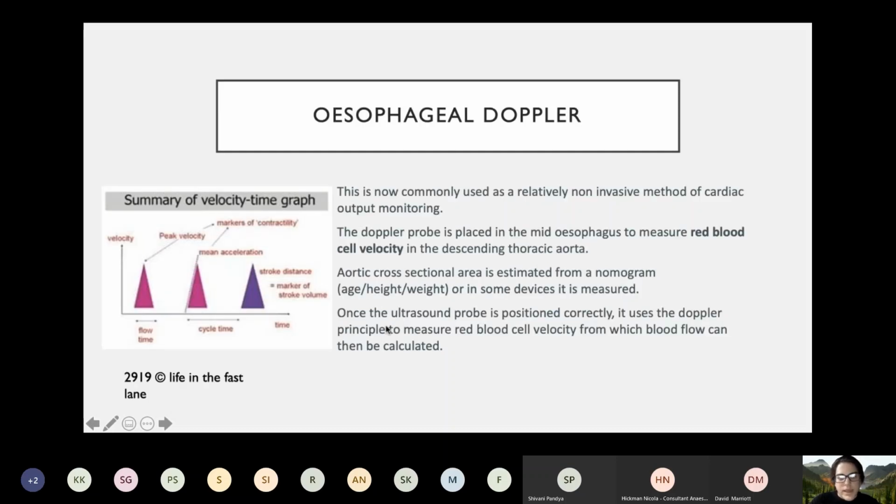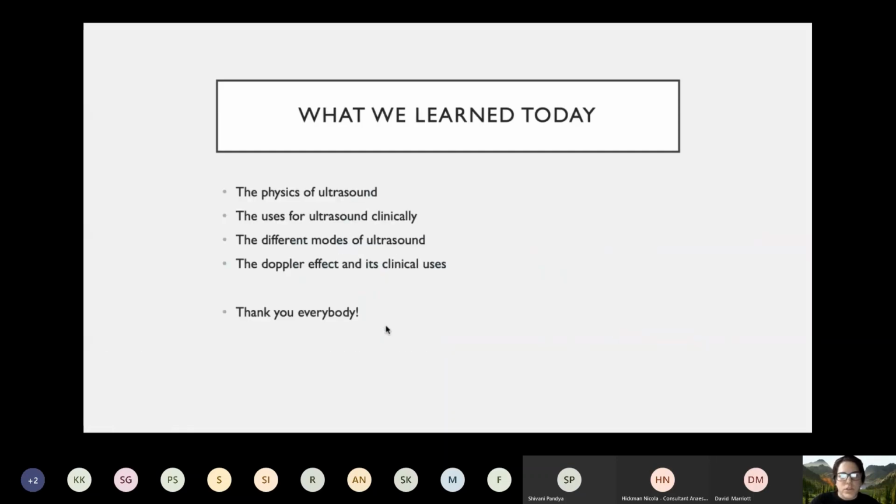Yeah. So we've talked about esophageal Doppler. So we've covered today the physics of ultrasound, uses for ultrasound, different modes, and the Doppler effect and its clinical uses. So thank you everybody for your attention.